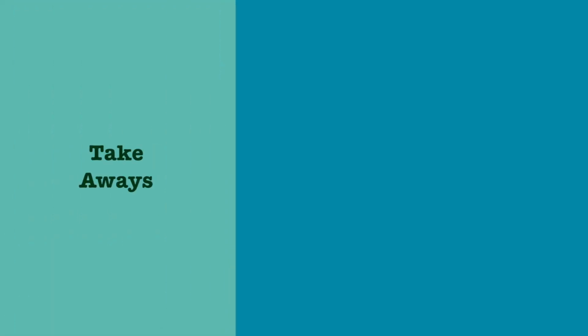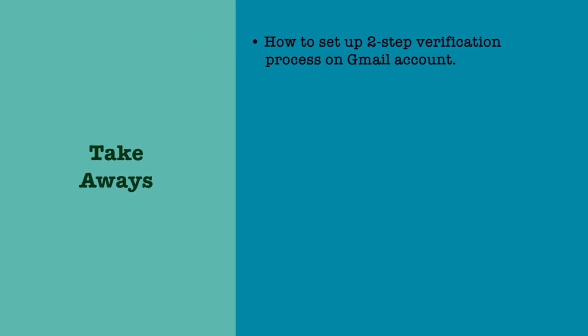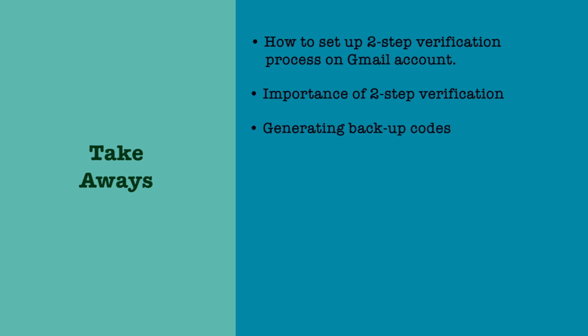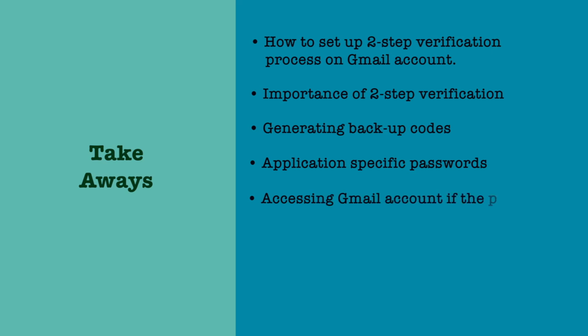So with this, we have learned how to set up the two-step verification process on Google accounts. We also found out the importance of having two-step verification. We saw how you can generate backup codes when you don't have access to your phone and still want to have access to your Gmail account. We also learned about having application specific passwords on a smartphone because they don't ask you for a verification code. We also saw how you can still access your Gmail account if you have lost or damaged your phone.